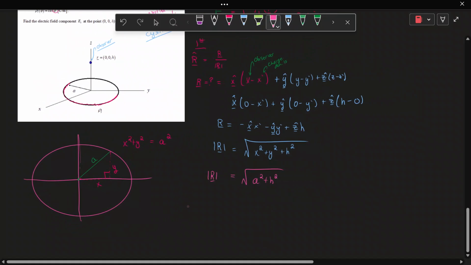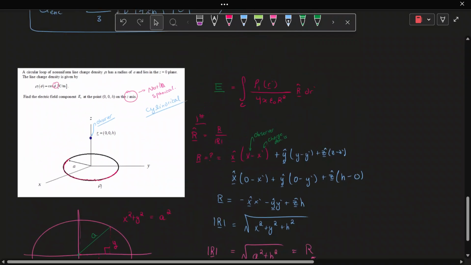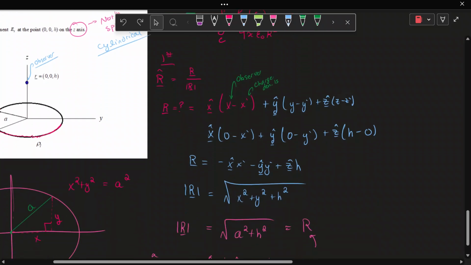Now that we found our r hat, our unit vector, we can put them together, divided by the square root of a squared plus h squared. And by the way, they also let the magnitude of it be in this form, r by itself, not the absolute value symbol. It can just be written as r. And that's important because we also have an r in the equation, which we will then substitute.